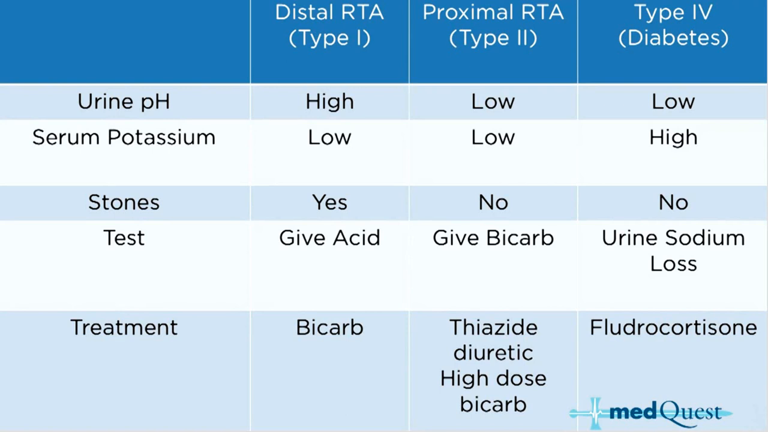Now, testing for them. In a type 1 RTA, you give them acid and you treat them with a base. In type 2 RTAs, you test them with a base and you give them a thiazide diuretic and a high dose of bicarb. Type 4, well, you look at the urine sodium and you're going to see that there's a great deal of loss, and it's the only one that you treat with fludrocortisone.